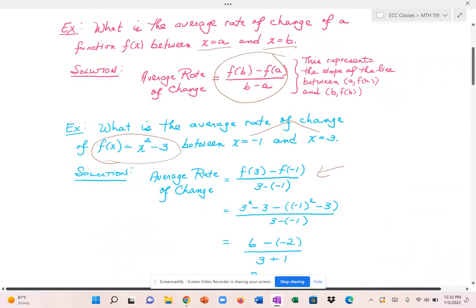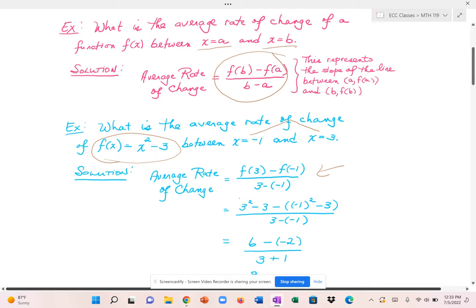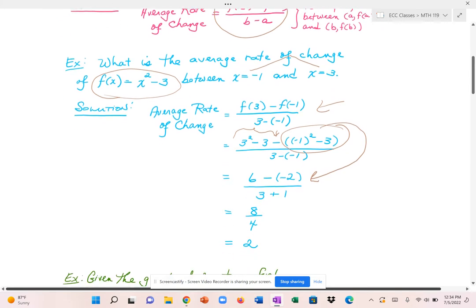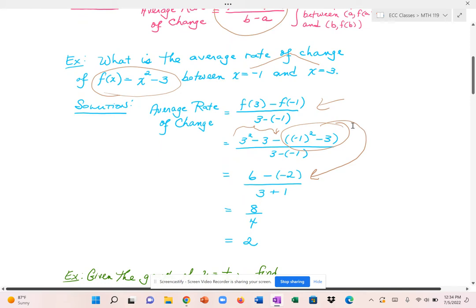So when I calculate f of 3, you plug in the 3 where the x is, so I get 3 squared minus 3 minus (-1 squared minus 3). This whole thing is in parentheses because this minus belongs to f of -1, so I need to calculate that. So 3 squared minus 3 is 6, and the second computation is -2, so it's minus -2. The denominator becomes 3 plus 1, so I'm left with 6 plus 2 is 8 divided by 4, and 8 divided by 4 gives me an average rate of change of 2.